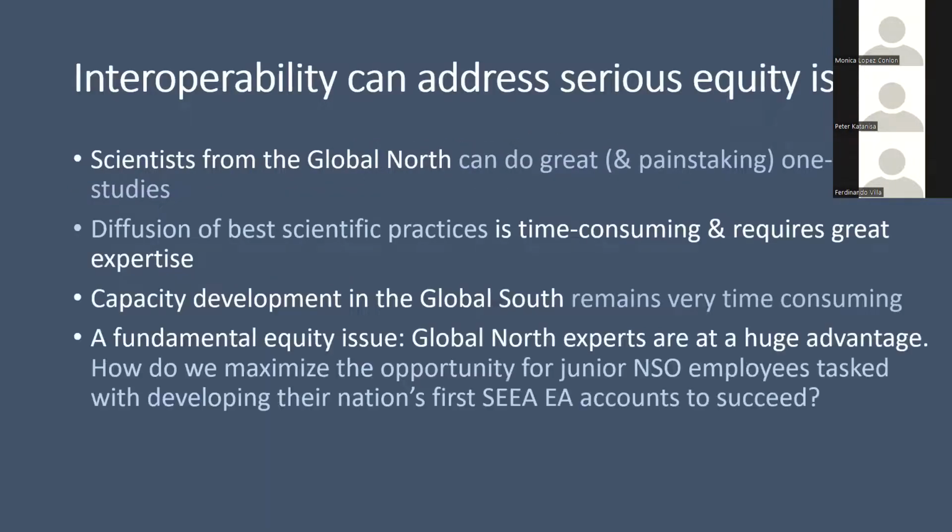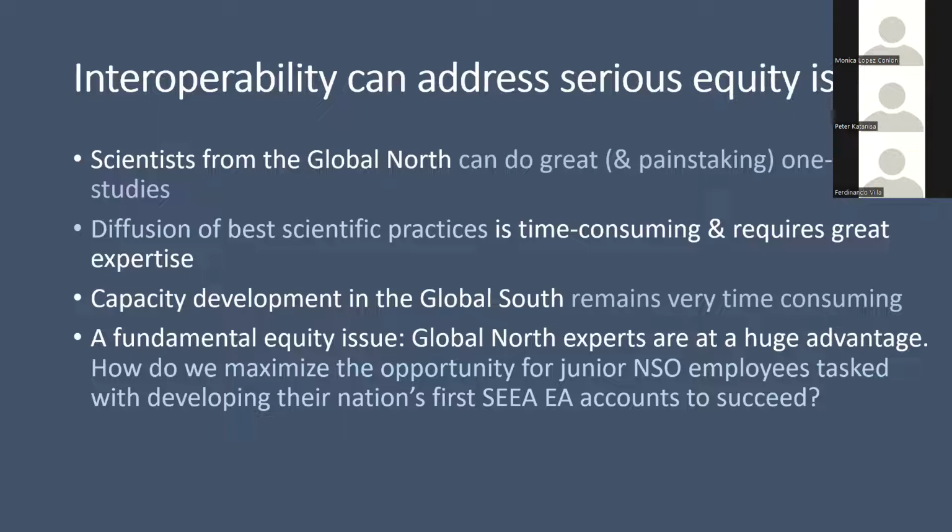So I just want to start off with some of the equity issues here. And I don't think these are going to be very controversial, but this is something I think about a lot, is that we do a lot of science in the global north. It's fairly easy for scientists with a lot of resources to do good one-time studies, but getting those best practices out globally and capacity development in the global south has remained a major challenge. And this is a serious equity issue, and one that I don't think we can ignore any longer.